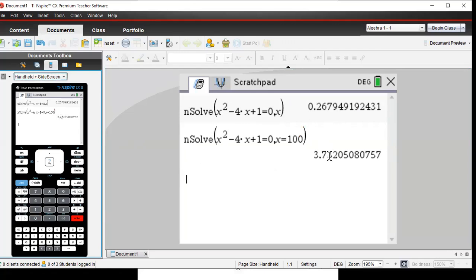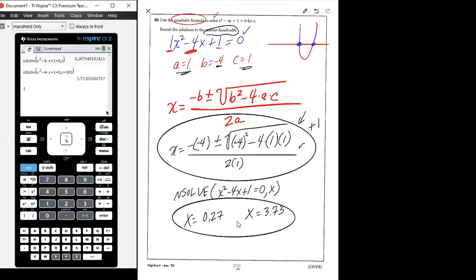So this one is 3.73205. Again, this is another irrational number, but we're going to round it to the hundredths place, so it's going to be 3.73. So the other solution would be 3.73, and those are our two answers. So if I go back to my iPad, those are my two answers.